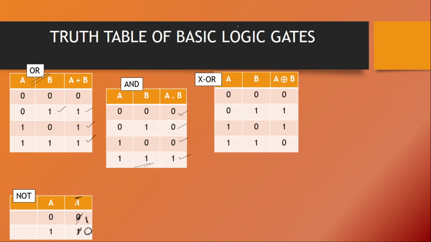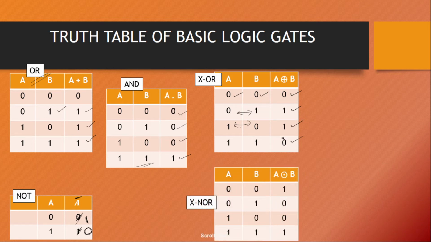Then you have an XOR operation. According to the XOR operation, if both the inputs are the same, then the output is 0. When both the inputs are different, then the output is 1. As you can see, we have two different inputs, so the output is 1. And here we have the same inputs, so the output is 0.